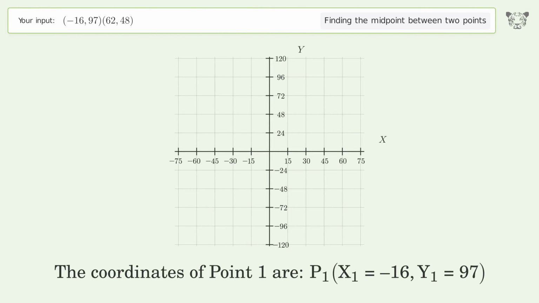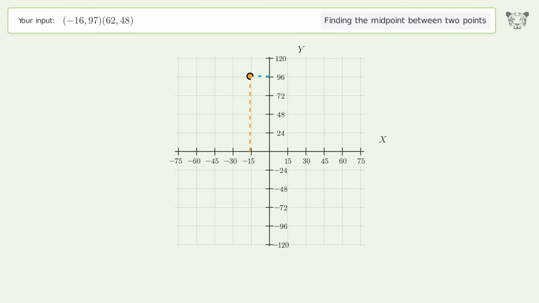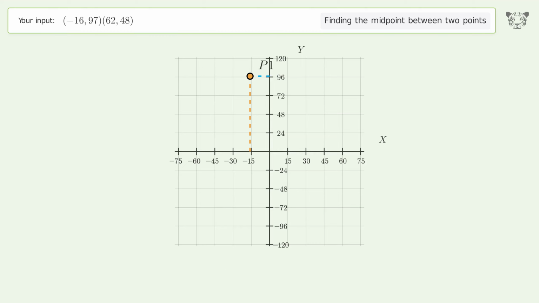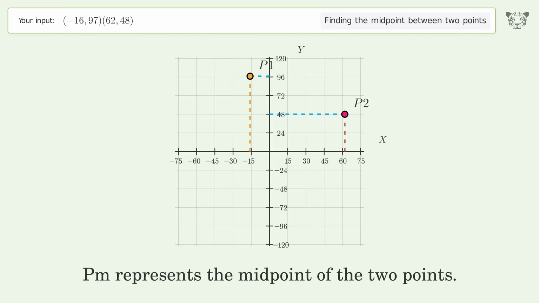The coordinates of point 1 are x1 equals -16, y1 equals 97. The coordinates of point 2 are x2 equals 62, y2 equals 48. PM represents the midpoint of the 2 points.